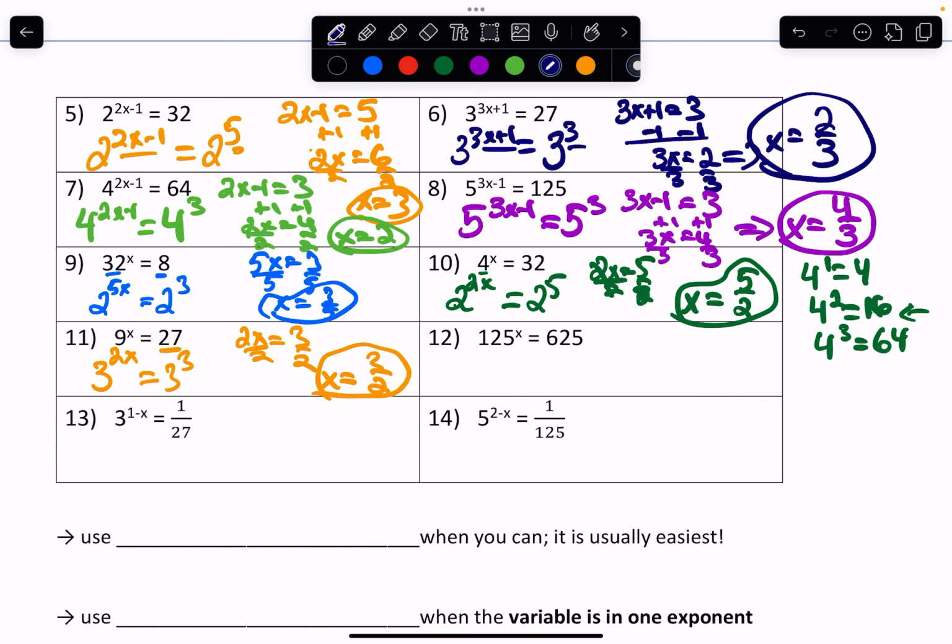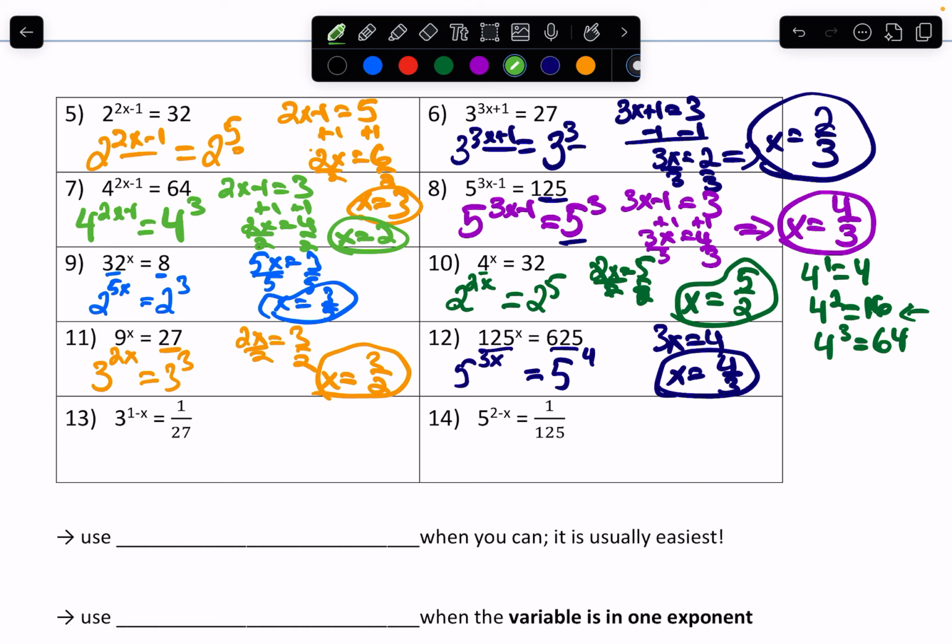Number 12, 125 to the power of x equals 625. So both of these can be written with base 5. 125, we already did this, for example, right here, 125 is 5 to the power of 3. So we know that this is going to be 5 to the power of 3 and the x is going to stay. We did the 625 somewhere as well. So this is going to be 5 to the power of 4. So 3x equals 4, x equals 4 over 3.